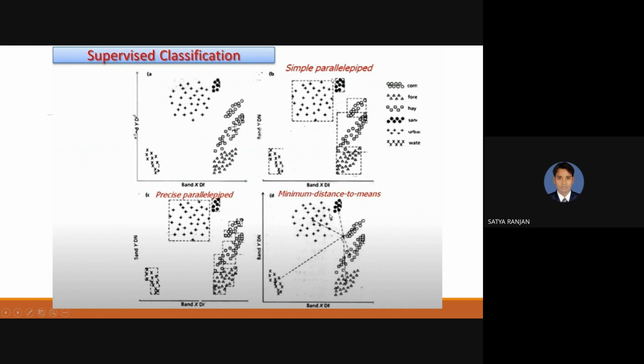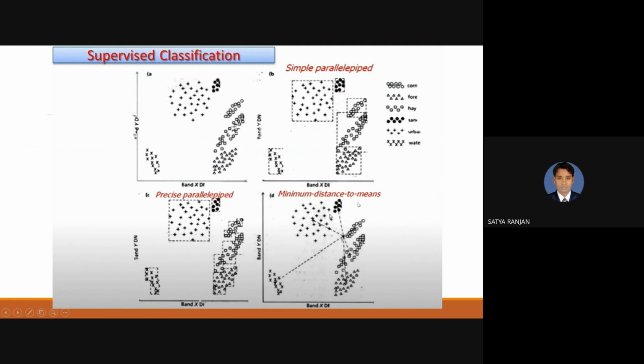So, simple parallelepiped. Suppose these are the classes. They are classified or grouped in different areas like this. So this is the cornfield, then this is the hay, this is the urban area, and these are the water bodies. So they will be classified according to this technique.